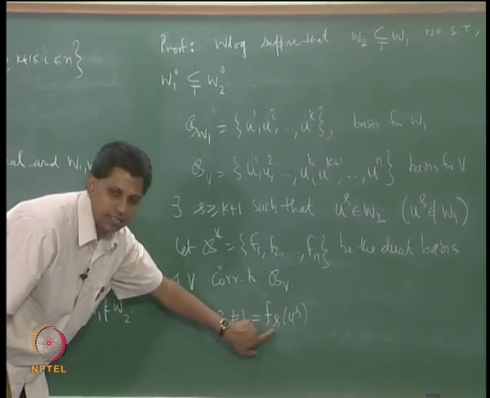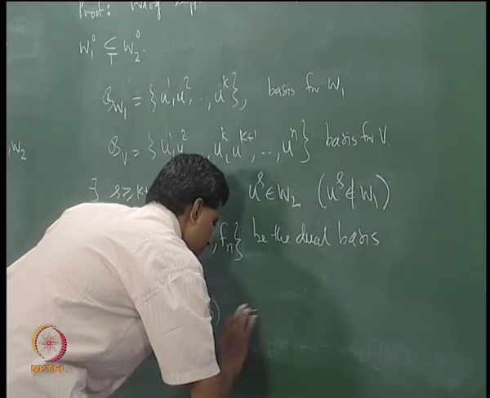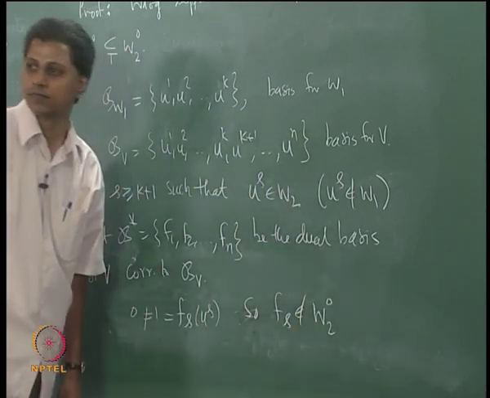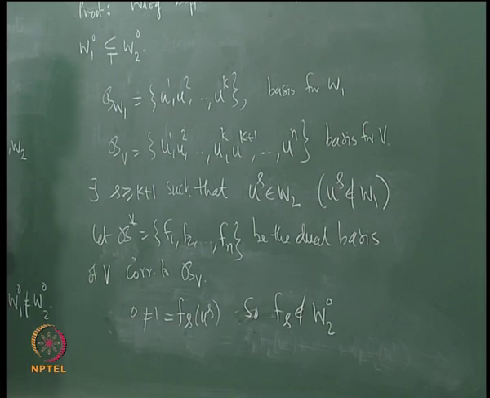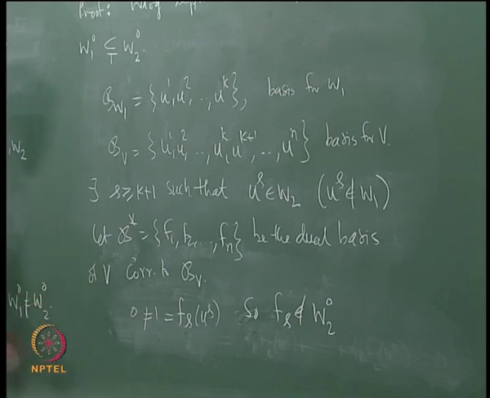It means Fs cannot belong to W2 0. See, US belongs to W2 and Fs is a functional that takes US to a non-zero value. So Fs does not belong to W2 0. W2 0 is a set of all functionals that take all elements in W2 to 0. I have produced one element in W2 which is taken to a non-zero value by the functional Fs. So Fs does not belong to W2 0, but obviously Fs belongs to W1 0.